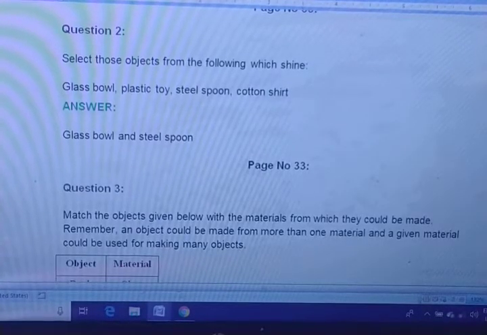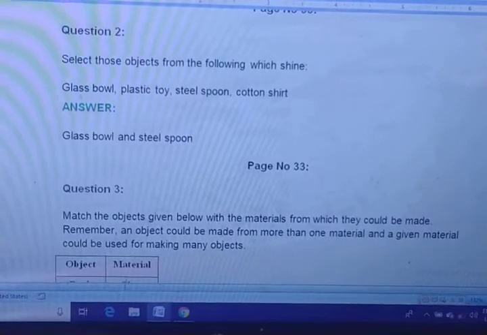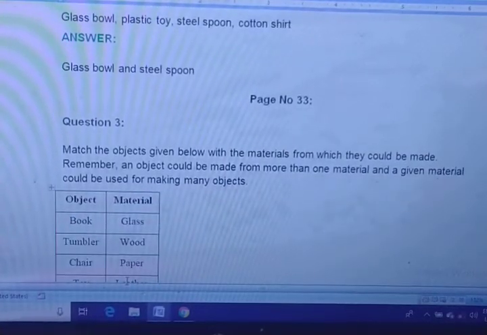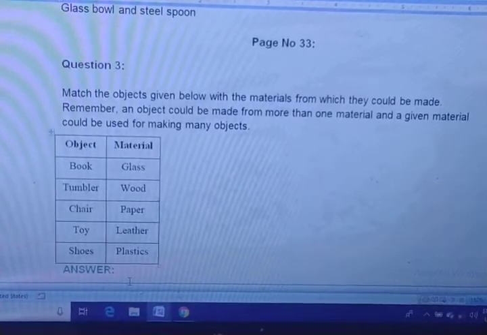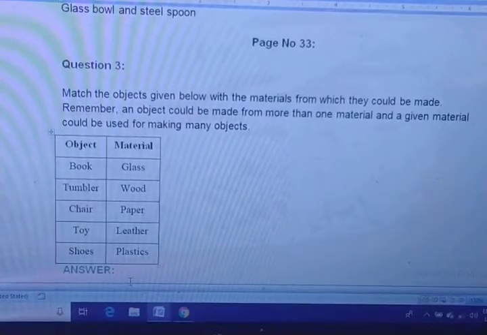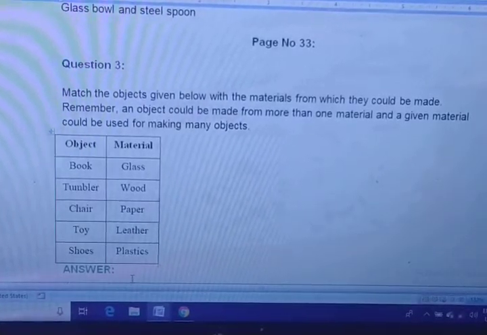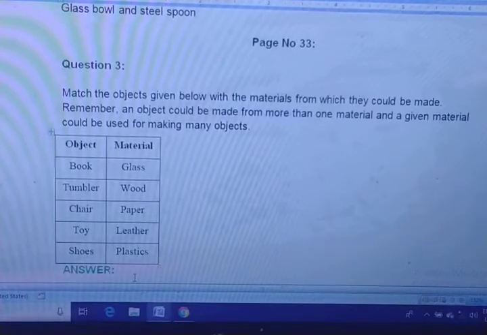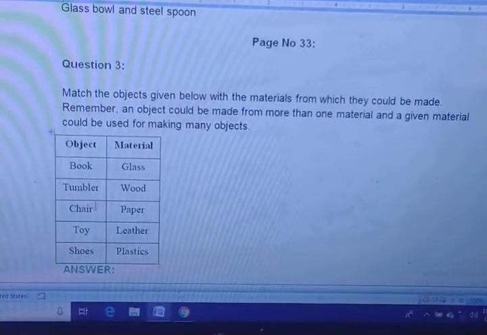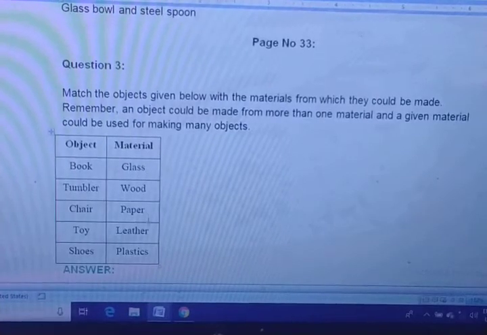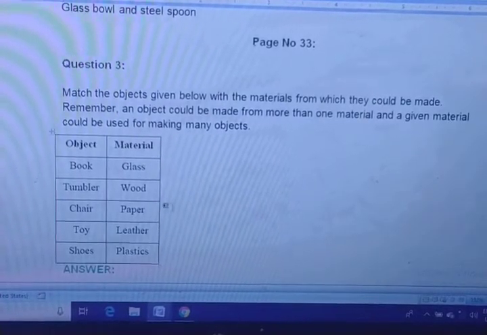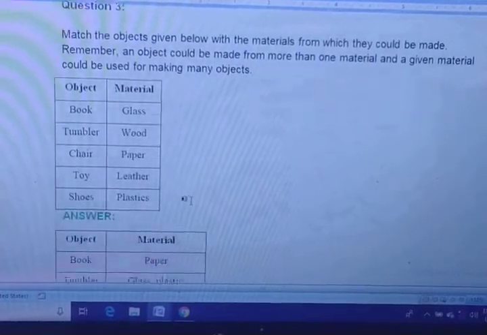Now question number 3. Match the objects given below with the material from which they could be made. Remember, an object could be made from more than one material, and a given material could be used for making many objects. So you can see here some objects and material names. Objects are book, tumbler, chair, toy, shoes, and materials are glass, wood, paper, leather, plastic. What you have to do is match the following. I have done the solution for you.